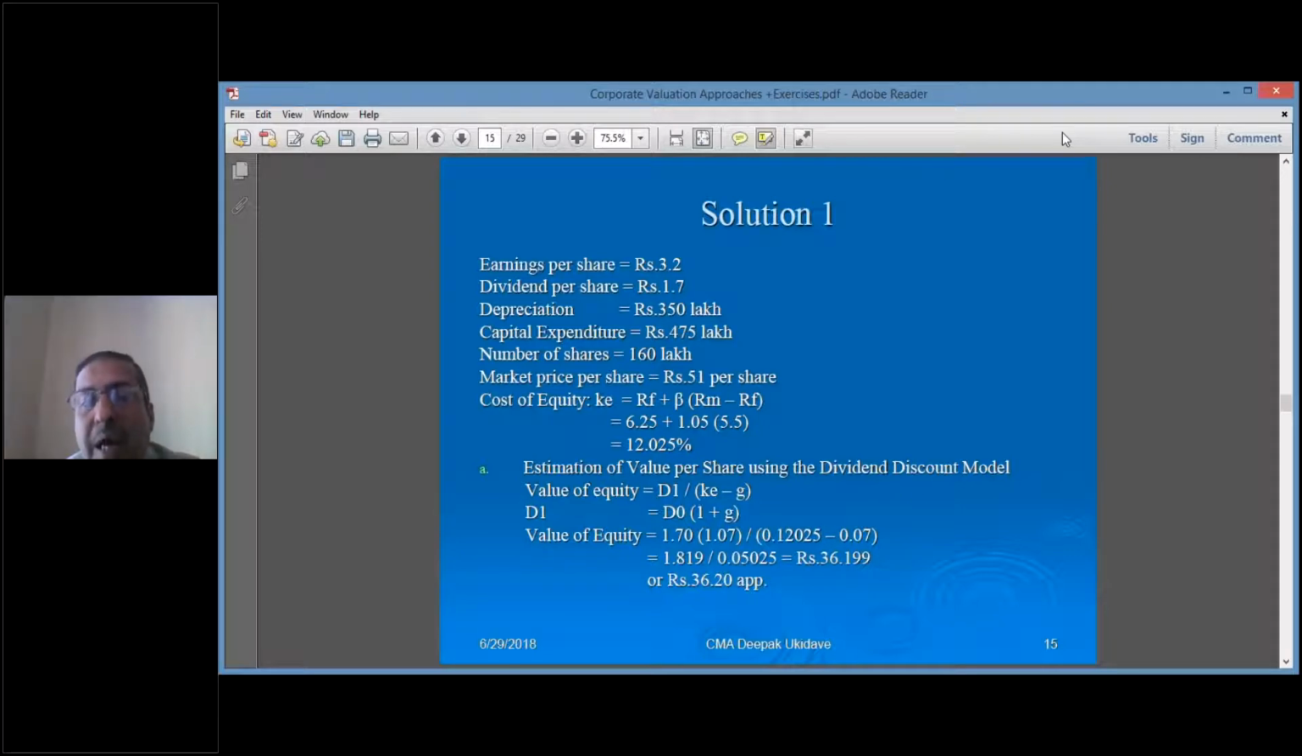Bear in mind RM minus RF is called margin, and that is what is premium, risk premium. RM is market rate of return, risk-free rate of return is RF. RM minus RF is risk premium, market premium, that is 5.5. So 6.25 plus 1.05 into 5.5 will give you 12.025. That is cost of equity. देखो cost of equity is 12.025.